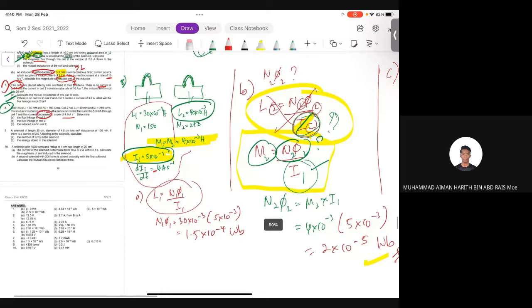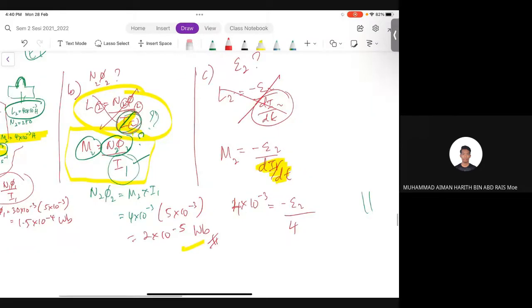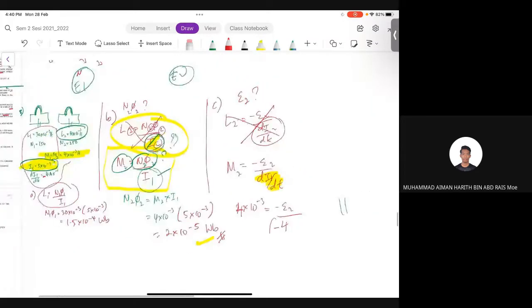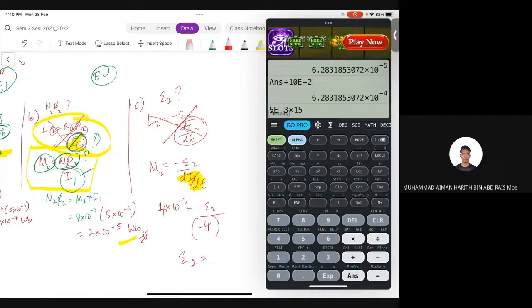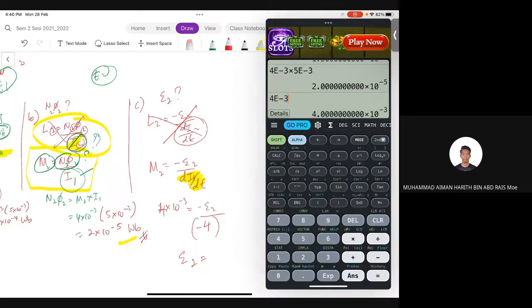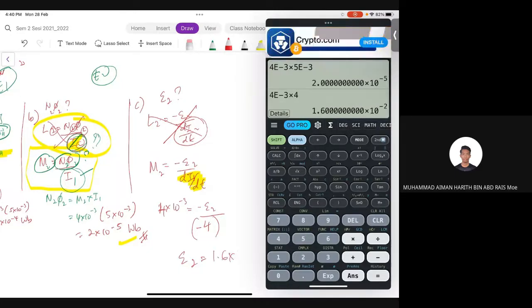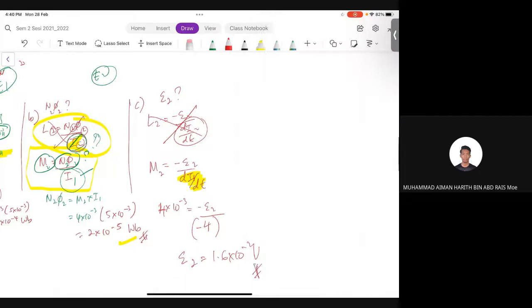Why put a negative? Because it is decreasing. So the negative and negative will cancel. So that's why the EMF, it must have a positive-negative. I don't remember, I have to check again. Okay, so this one is 4 times 10 power of negative 3 times 4. So I will get 1.6 times 10 power of negative 2, and the unit is volt.